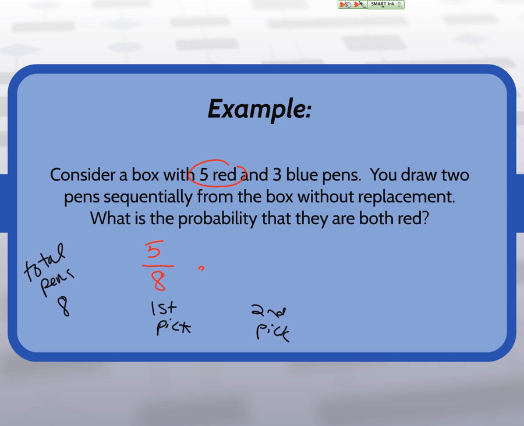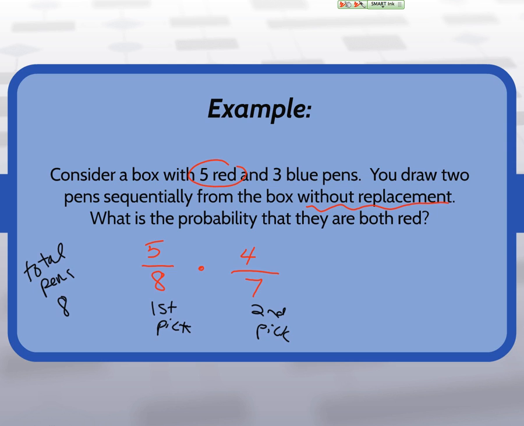Now the thing is I take that pen out. I do not put it back, hence it says without replacement. I don't put that red pen back. I still have it. So how many pens are left in the box? And I took out one red pen, so how many red pens are left?